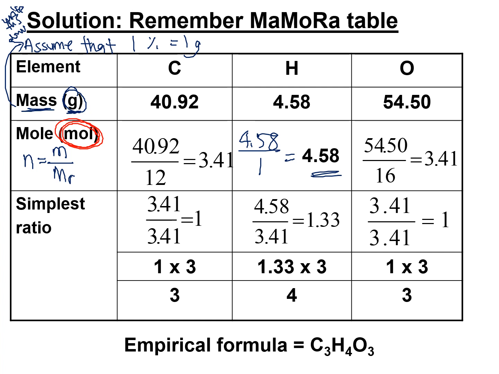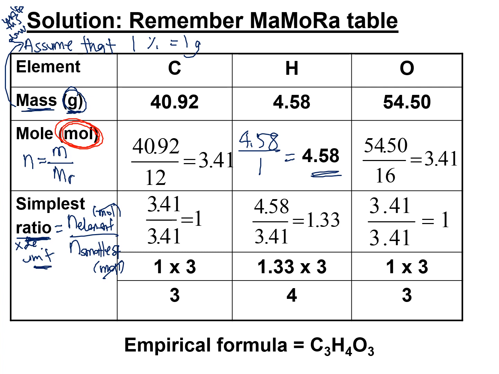Next ialah kira simplest ratio. Nak kira simplest ratio, it will be equals to, simplest ratio tak ada unit. Kenapa tak ada unit? Sebab unit mole cancel out dengan mole. Kan simplest ratio kan number of mole of element divide by number of mole yang paling kecil kan. So kiranya yang ni pun unit dia mole, bawah ni pun unit mole. So mole potong dengan mole, sebab itulah simplest ratio tiada unit. So that's why you tak perlu letak unit pun di situ.